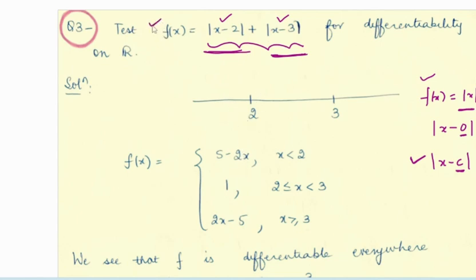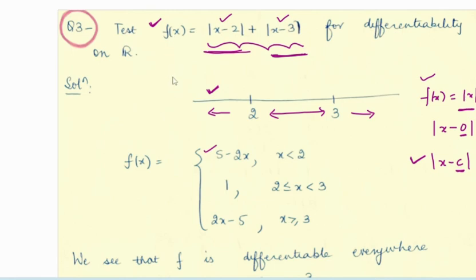If we expand the definition of f(x) by breaking the real line into 3 segments, one on the left of 2, one between 2 and 3, and the other one on the right of 3. You can see that when you are on the left of 2, you are on the left of 3 also. So mod of x minus 2 will be minus of (x minus 2), and mod of x minus 3 will be minus of (x minus 3). So when you take their sum, it becomes 5 minus 2x.